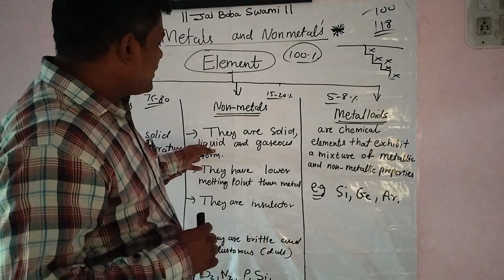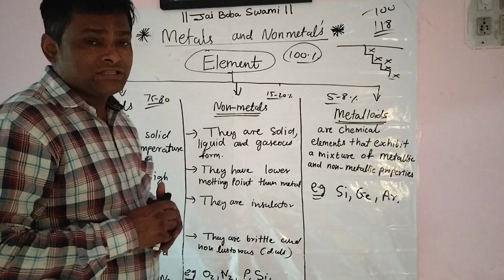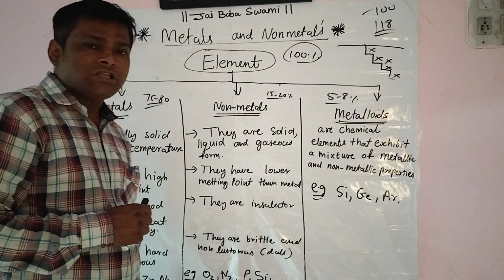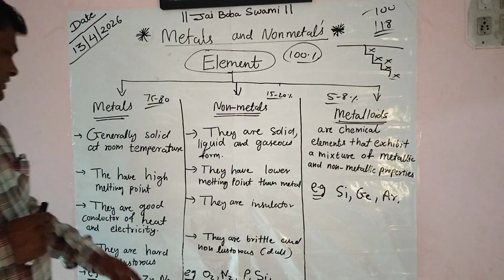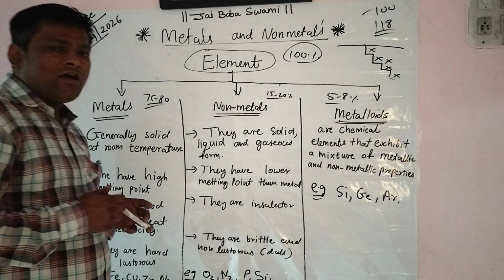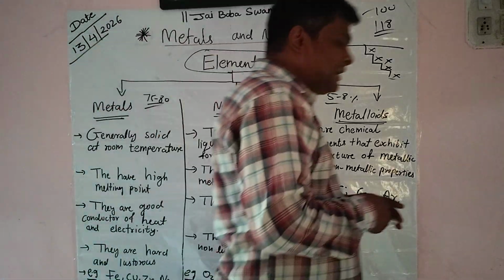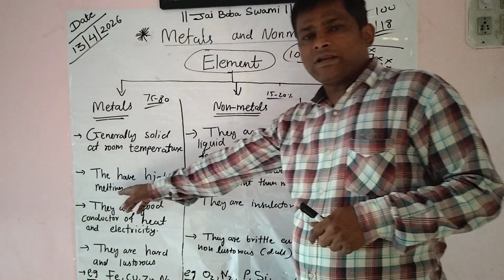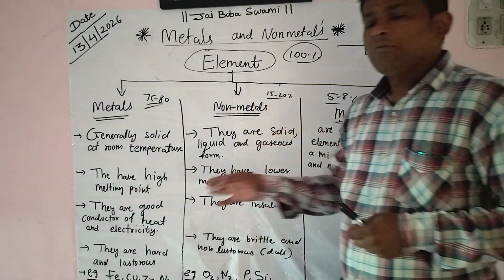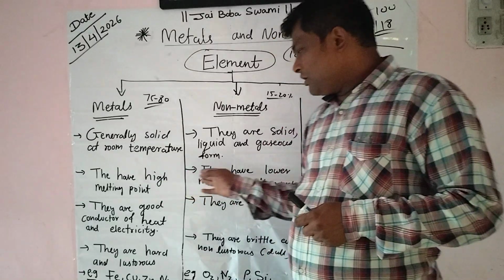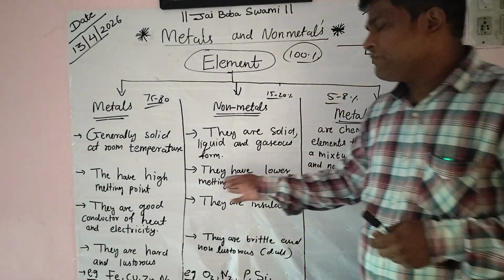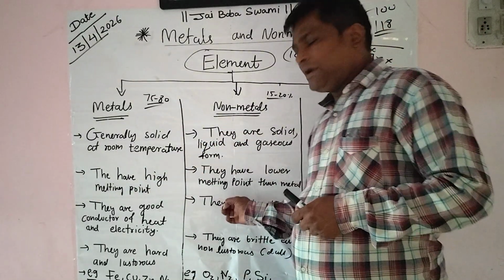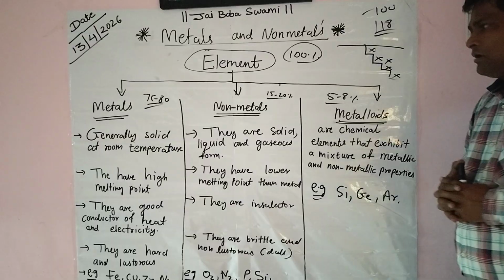Non-metals are either in solid, liquid or gaseous form. The examples given are O2, N2, phosphorus, silicon. All these come into these categories. Metals have a very high melting point. They can be converted into a liquid state after melting at very high temperature. On the other hand, non-metals have lower melting points, comparatively lower than the metals.